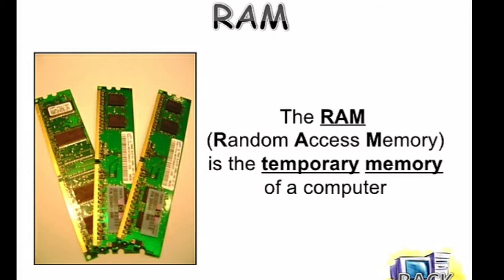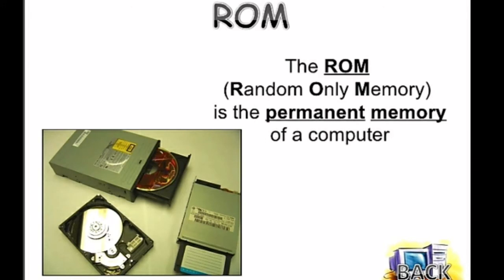So what is RAM? RAM is the abbreviation of random access memory. It is a temporary memory of a computer. All the programs that you run on your computer are stored in RAM. The second one is ROM. The ROM is primary memory, and the abbreviation of ROM is read only memory. There is a typing mistake on the slide, so it is a permanent memory of a computer.